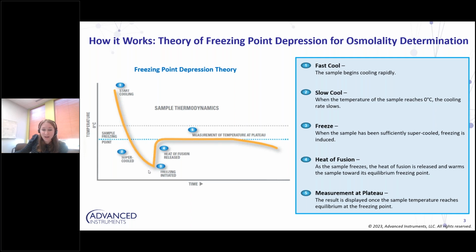Freezing is initiated. You may be familiar with the knock of a solenoid or the buzz of a stir wire that makes that noise. Recent advances in osmometry, however, where we're using a thermal block to freeze a sample, have no sound. As the sample freezes, the heat of fusion is released and warms the sample towards its equilibrium freezing point. And once the temperature reaches a plateau, the result is reported on the osmometer in terms of milliosmol per kilogram.